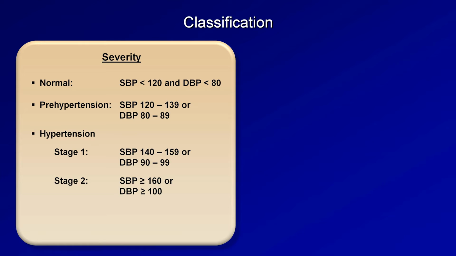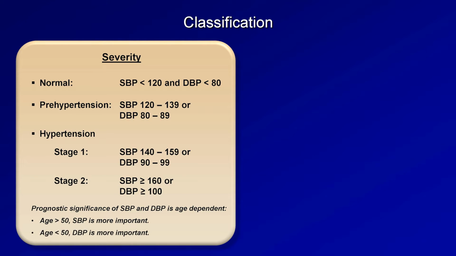This is as good a spot as any to point out that the prognostic importance of systolic and diastolic blood pressure is age dependent. In patients over the age of 50, the systolic blood pressure is a more important predictor of cardiovascular mortality, whereas in patients under 50, the diastolic blood pressure is more important.